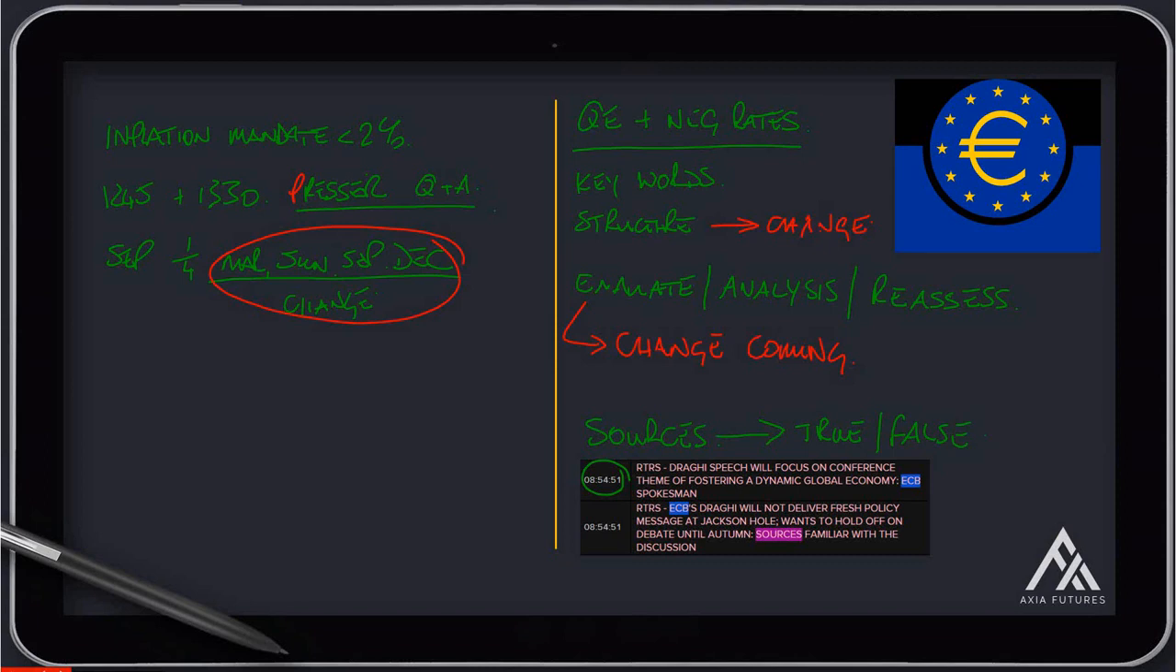So your opportunities on the ECB: keywords particularly relating to policy and also inflation. That's the main focus, policy and inflation. Followed by that, you've then got the structure of the statement, the way this starts off, and then the use of keywords, evaluate, analysis, reassess. This tells you that change is coming. Finally, you've got sources as well, which give you opportunities in between meetings.